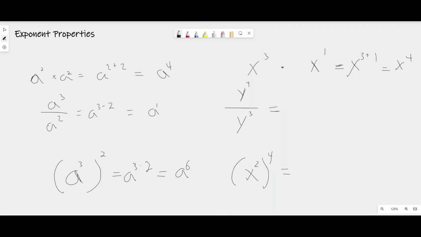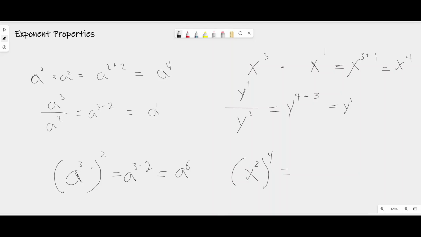Next we have division with exponents. If you do division, you just do the opposite. You just subtract them. So if you have a to the third over a to the second, you just do 3 minus 2, or the top minus the bottom. You get a to the first. Let's try another example here. We have y to the 4 over y to the third. We just do y to the fourth minus 3, which is equal to y to the first.